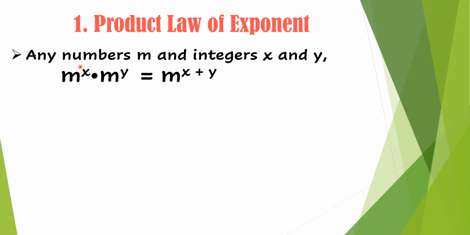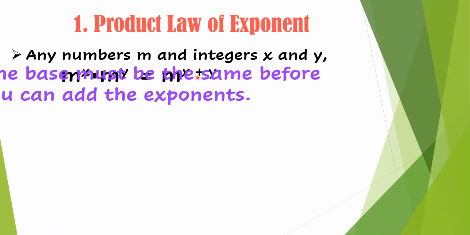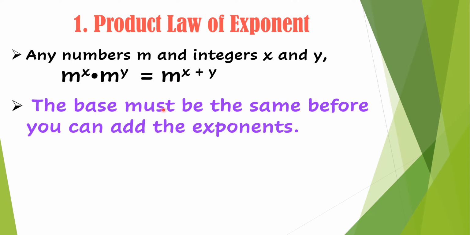So, sinasabi dito, any numbers m and integers x and y, m raised to x times m raised to y, we can simplify this is equal to m raised to x plus y. So, makikita dito parang ito yung pinaka-general formula niya. Kapag pareho yung base nila, ano ang gagawin mo sa kanilang exponent para sila ay masimplify? I-add po natin sila. The base must be the same before you can add the exponents. Kasi kung magkaiba ang kanilang base, hindi nyo pwedeng i-add ang kanilang exponent.